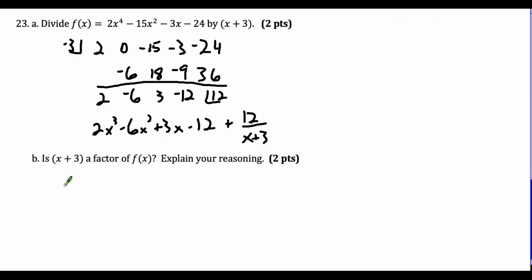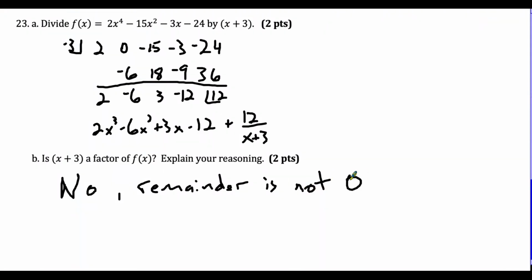Now, part B, is x plus 3 a factor? In this case, no. X plus 3 is not a factor because we get a remainder that is not 0, right? We have a remainder in this problem. If I got a remainder of 0, then x plus 3 would be a factor. But in this case, it is not because we get a remainder that is not 0.